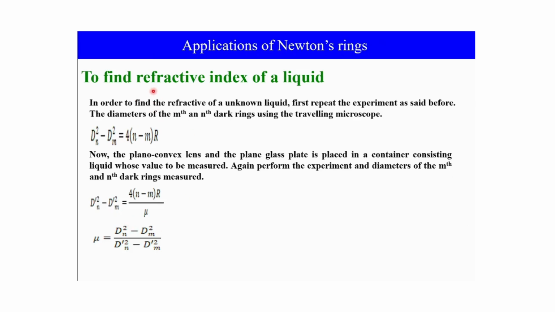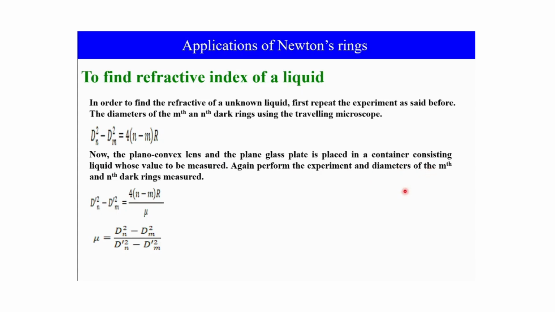Coming to the second application of Newton's rings, the refractive index of an unknown liquid we can find using Newton's rings. In order to find the refractive index of the unknown liquid, first repeat the experiment as said before. Then find the diameters of the mth ring and nth ring using the traveling microscope. Then this plano-convex lens and the plane glass plate are now placed in a container consisting of the liquid whose value is to be determined. Again repeat the same experiment.